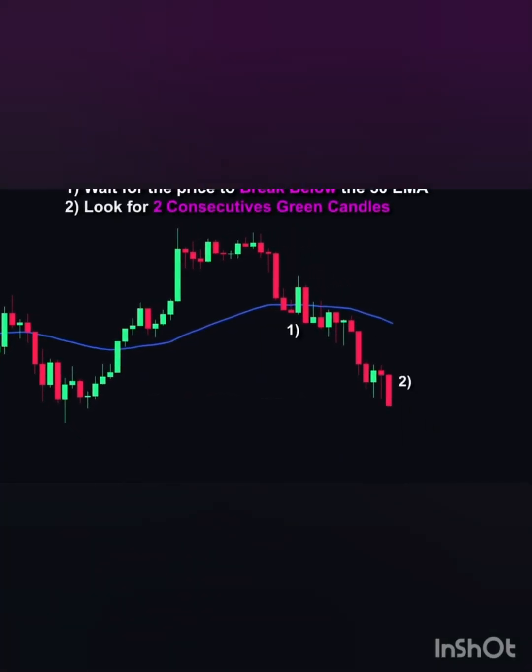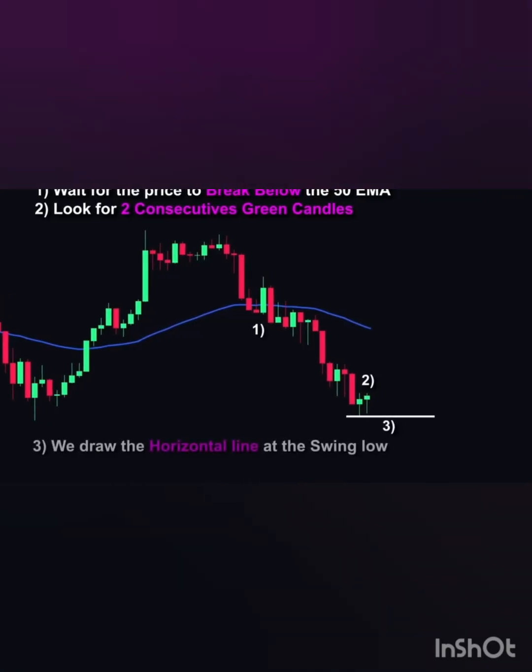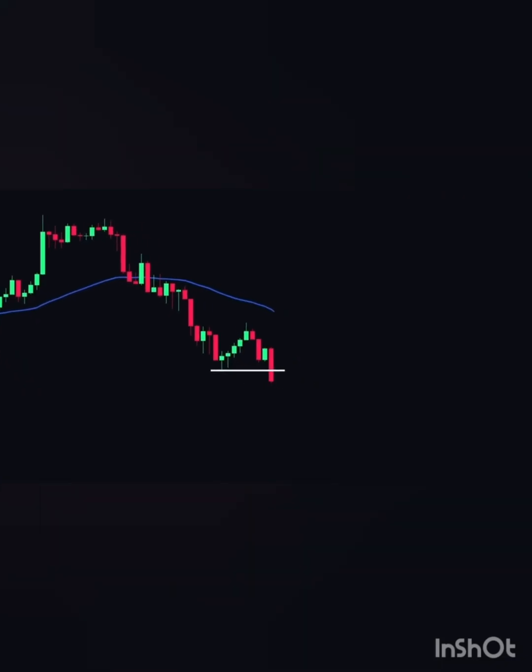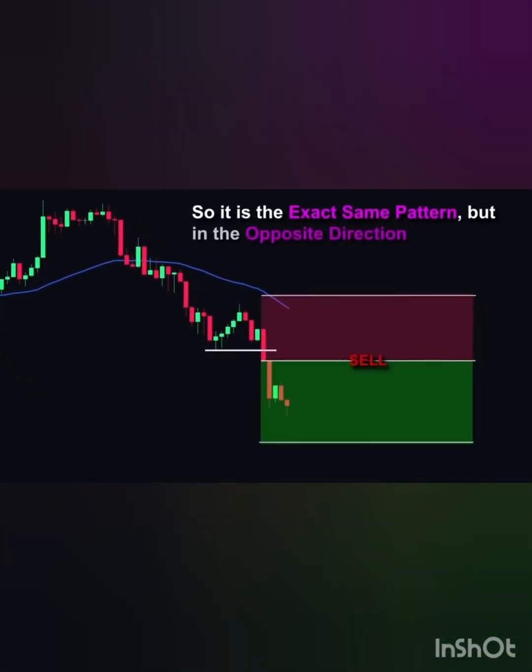So when we get a dip below it, we're then going to look for two consecutive green candles, so that we can draw the horizontal line at the swing low. And then, when price reverses and dips below that low, that's where we have a sell opportunity. So it's the exact same pattern, but in the opposite direction.